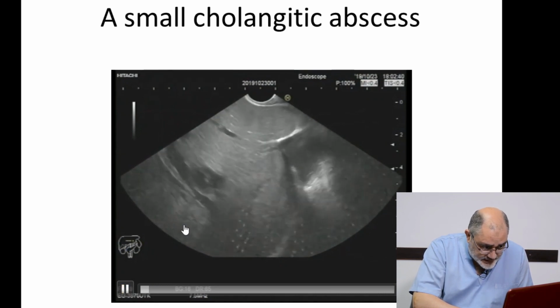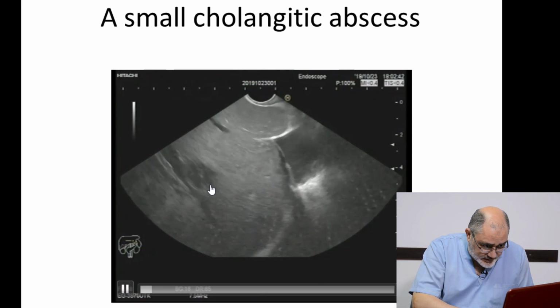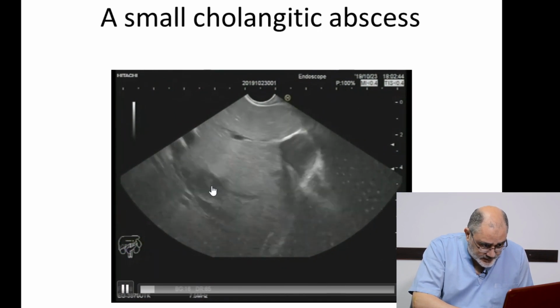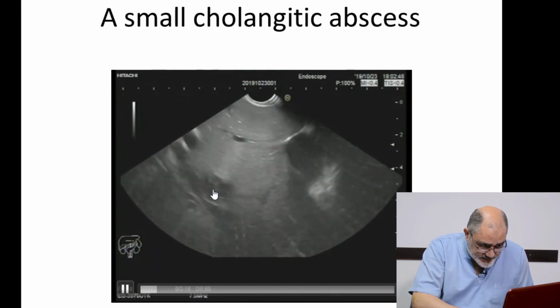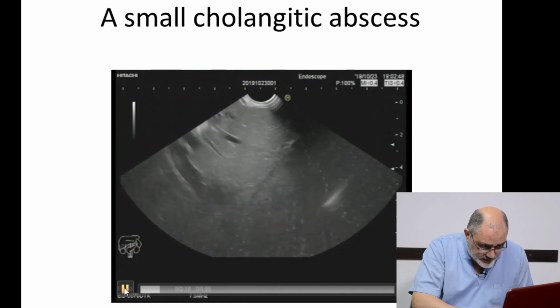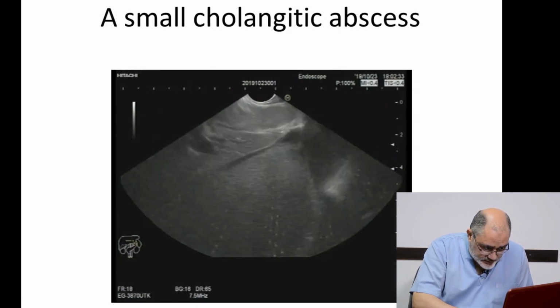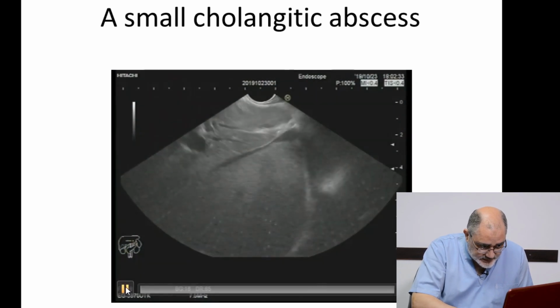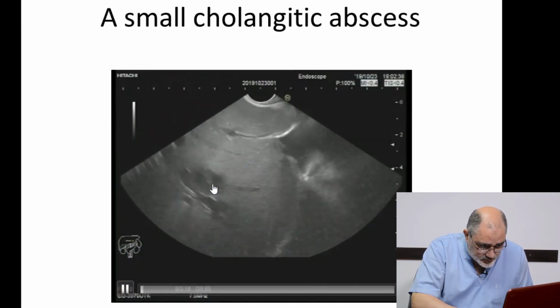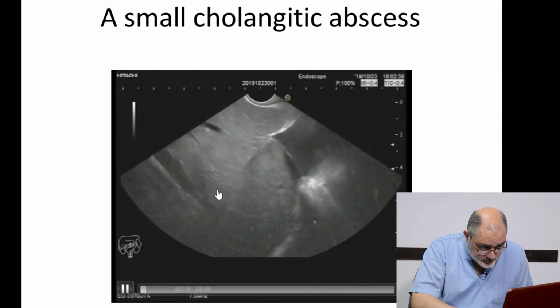A small complex cyst. An abscess is a complex cyst. I can't swear that it is an abscess, but when we see a complex cyst in a patient with fever and rigors, then you should suspect an abscess, especially if it is complex cystic. So this is a small complex cyst in a patient with obstructive jaundice.